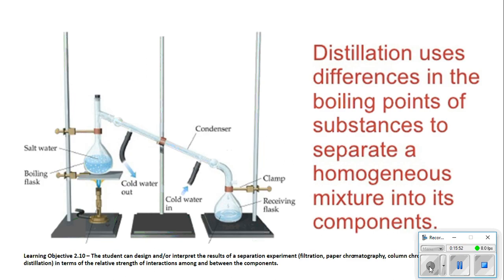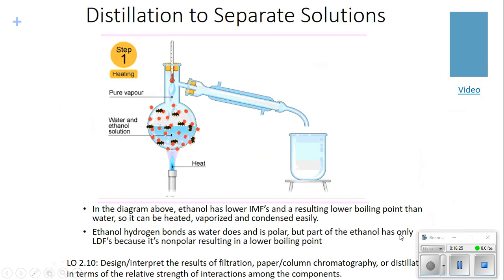Okay, so we can also use solubility and intermolecular forces to talk about how to separate solutions that are made up of two or more different liquids. And one way to do that is through distillation. So distillation uses differences in boiling points, and differences in boiling points are ultimately caused by differences in the strength of intermolecular attractive forces. So the way this is going to work, an example is, I have a mixture of water and ethanol. And so I would heat the water and ethanol.